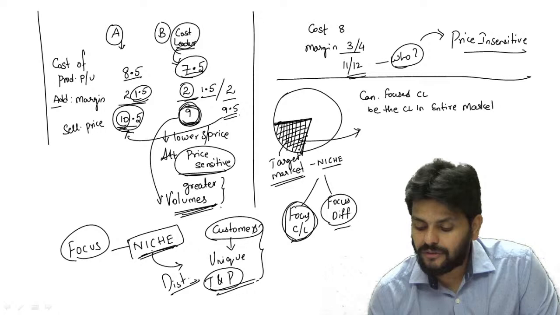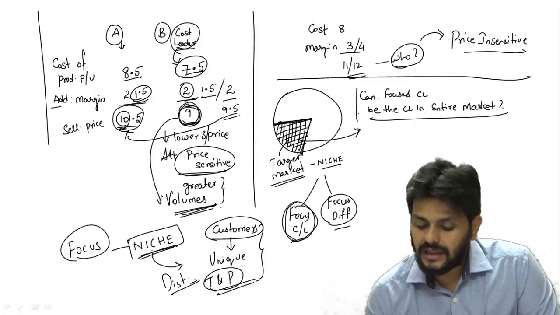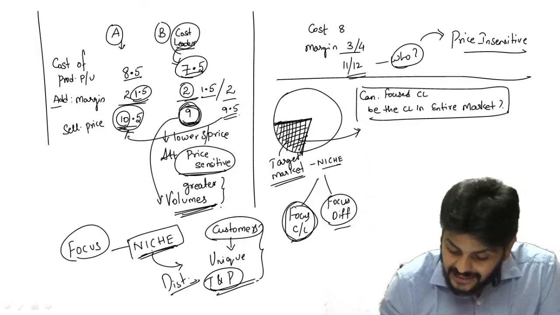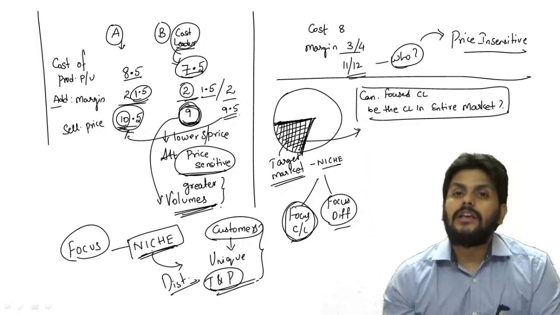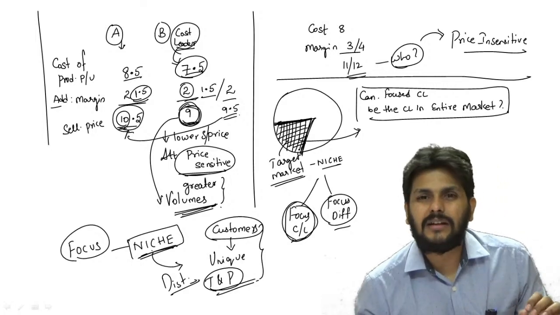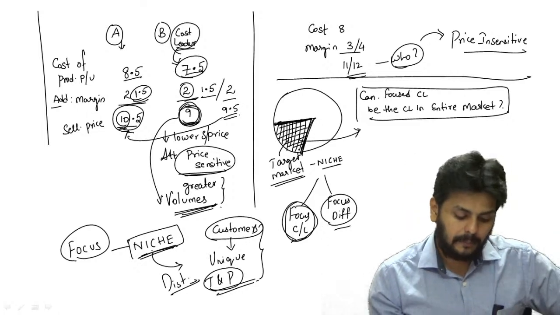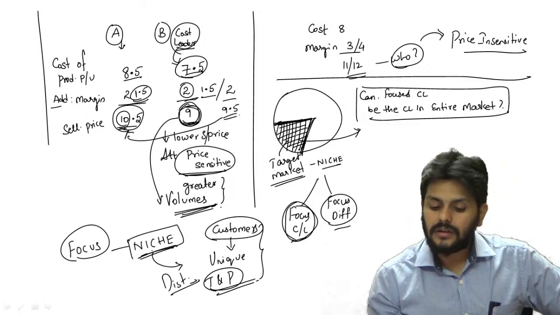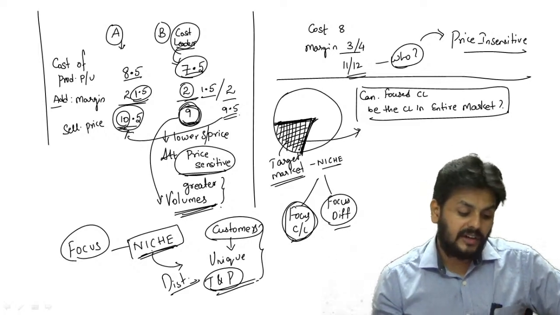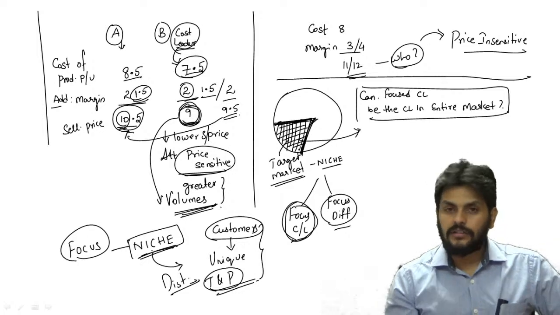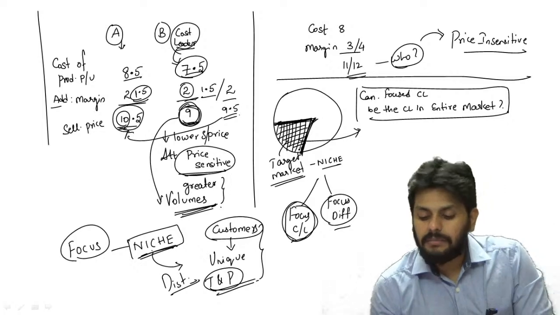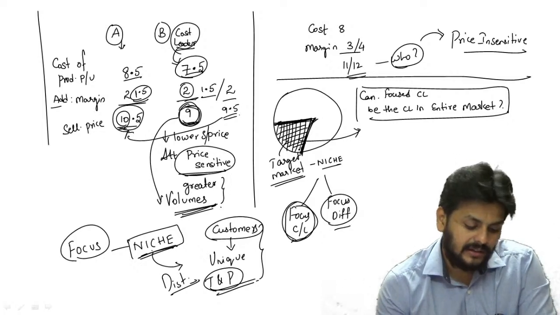Listen to the question carefully and answer. Can the focused cost leader, who is striving to be the lowest cost producer in the niche, also be the cost leader in the entire market, or is he restricted to the niche? That's my question. Okay, I want concrete answers here. I see some of you typing the answers. Be confident about what you're typing. Think, understand, and then, can this focused cost leader be the cost leader in the entire market? That's my question.